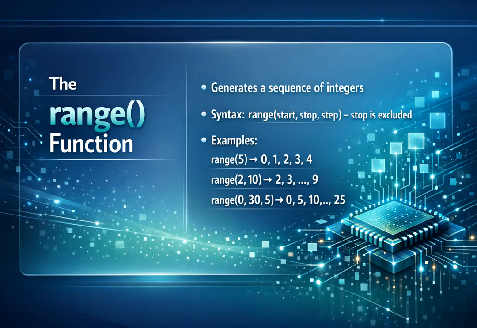The range function is a built-in function that generates a sequence of integers. It takes up to 3 arguments: start, stop, and step. The stop value is not included in the sequence. For example, range of 2 to 10 gives 2, 3, 4, up to 9.